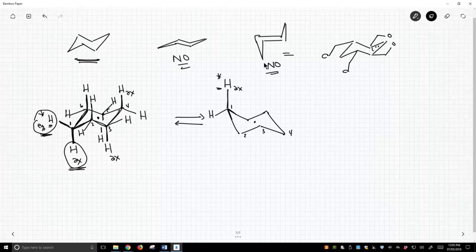So we have one hydrogen up and one hydrogen down. And that's true for all the hydrogens on this ring. This hydrogen was axial up. It's now going to be equatorial up. And this hydrogen was equatorial down. Now it is going to be axial down. So we can go around the ring, filling in our hydrogens.